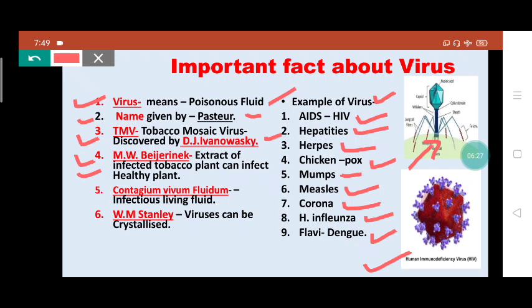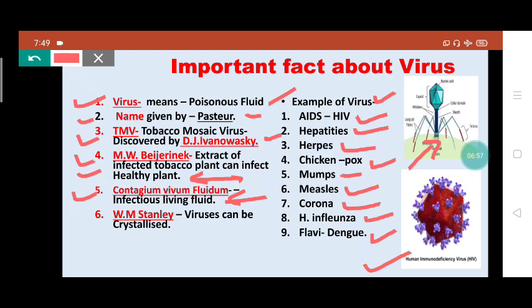Basically, M.W. Beijerinck extracted a fluid, and finally he concluded that this fluid can infect other tobacco plants, and on this basis they concluded that the infected fluid can infect other plants also. So it's very dangerous. And one concept was also pointed out, contagium vivum fluidum, that means infectious living fluid. The extract was an infectious living fluid which can cause disease in other healthy plants also.